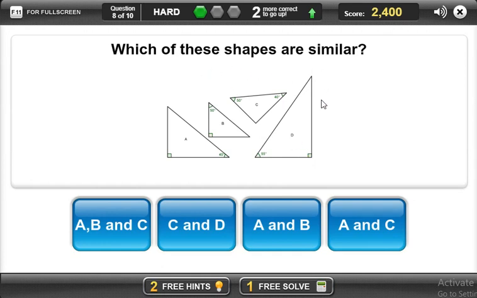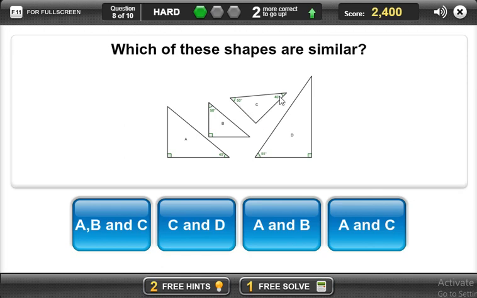Which of these shapes are similar? Let's just look at the angles, because often you can just look at the angles and see. So we've got 55 here. This one's got 50, and that one's also got a right angle here.